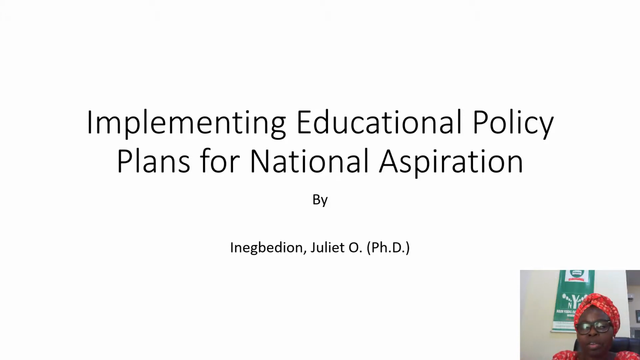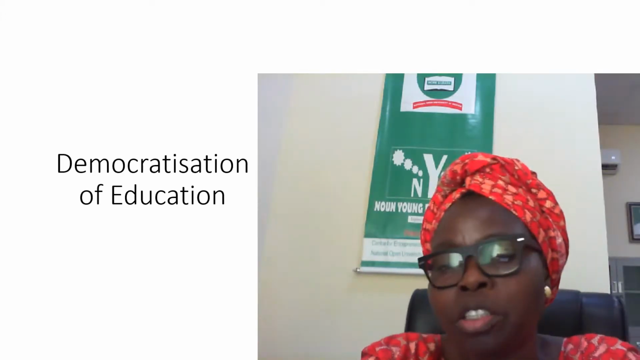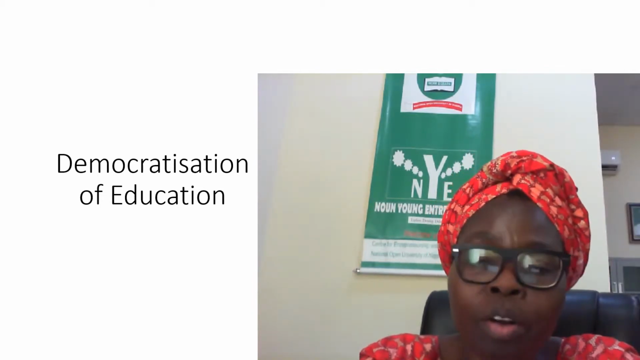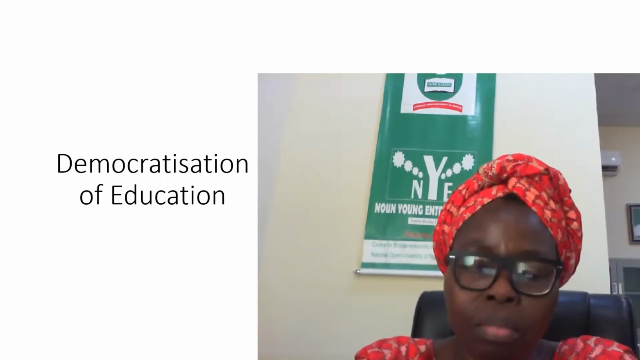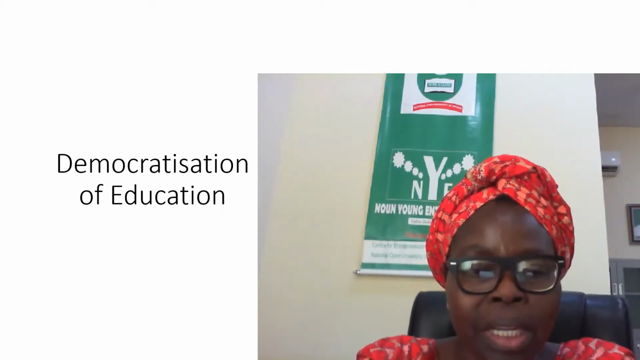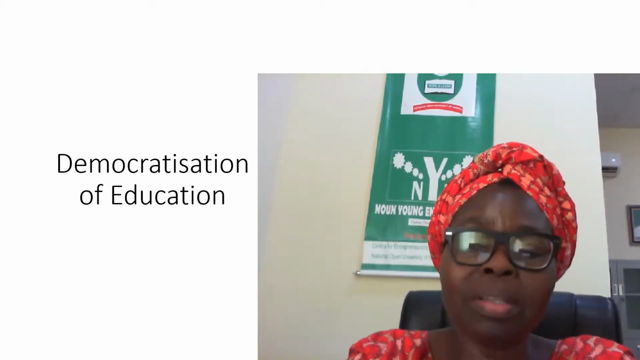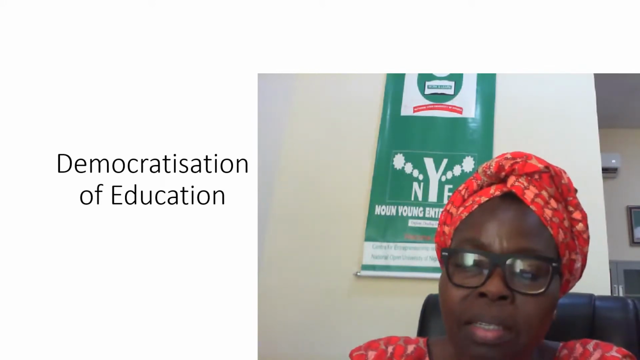Hi, this video will take you through implementing educational policy plans for national aspiration. Now, the first thing you need to do is democratization of education. That is, education has to be inclusive, include everyone, giving opportunity to everyone to be part of having the knowledge, giving opportunity to everyone to be educated. And once this is done, it helps to enhance the economic growth and development.